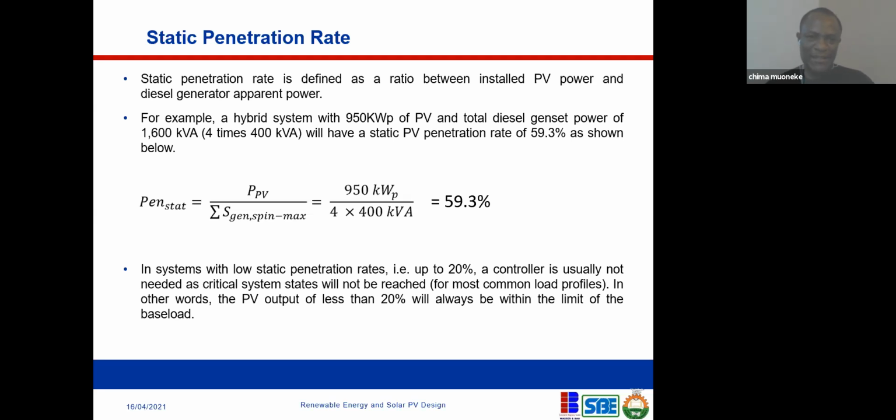Now, what this explanation is saying is this: if your penetration rate is less than 20%, then you don't need a controller, because all that the PV system is going to generate can always sufficiently be taken care of by the base load of the facility.